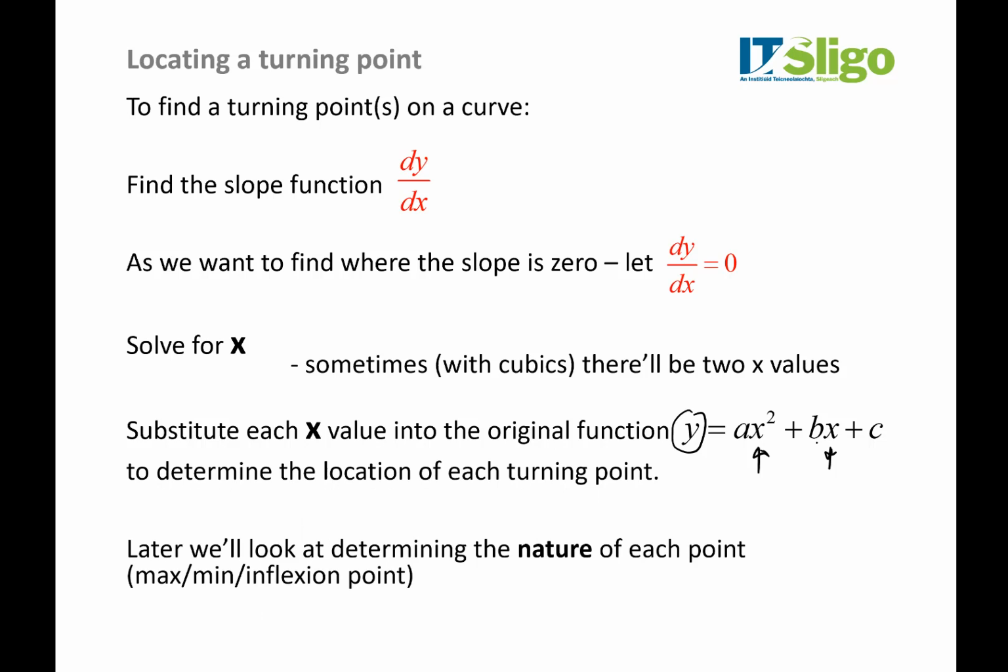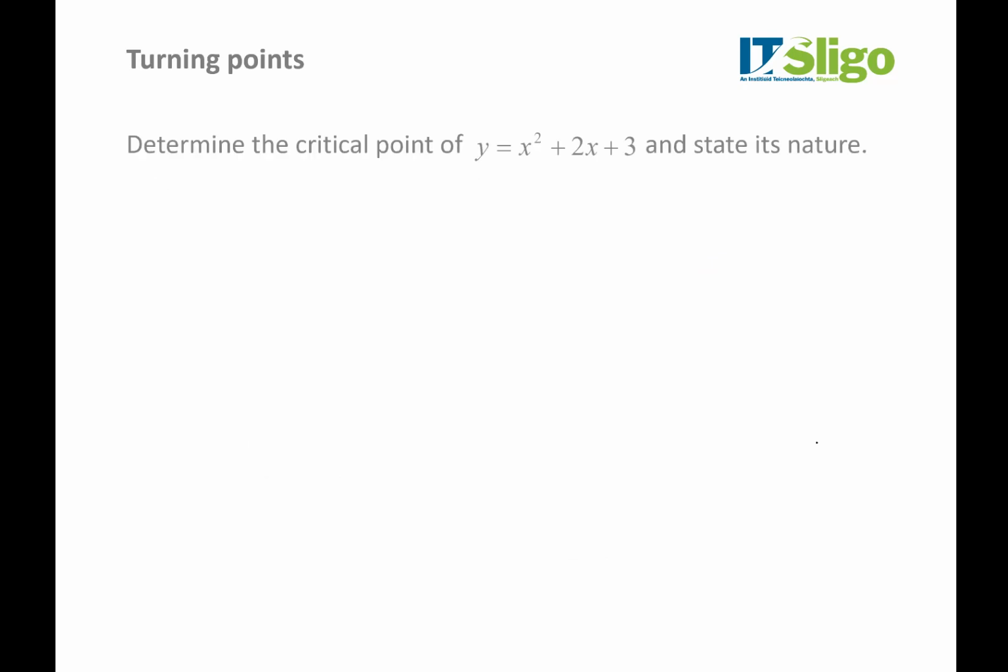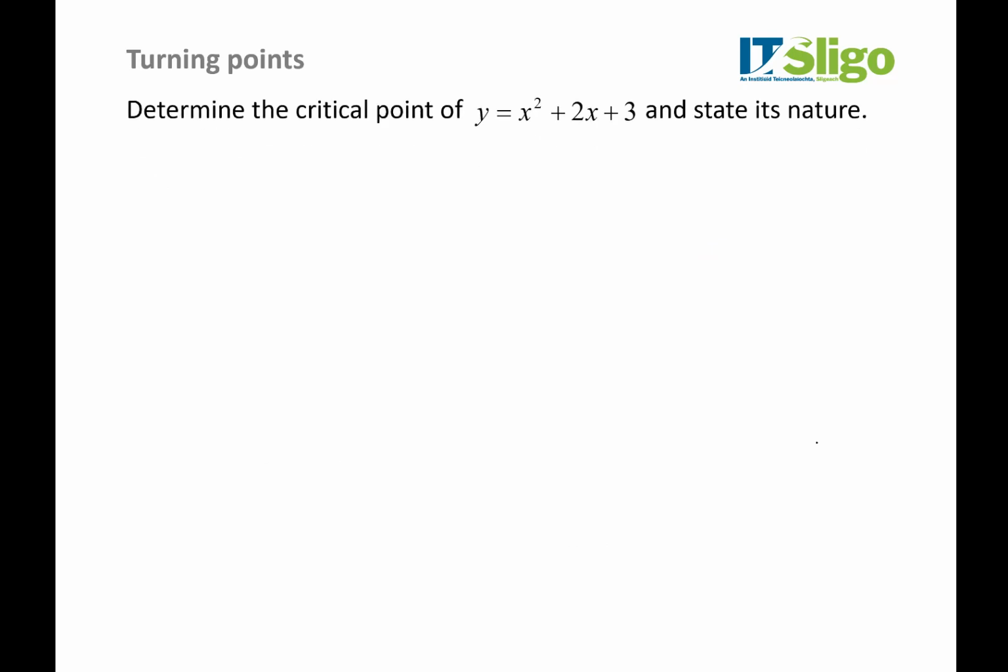So later on, we'll take a look at how we determine the nature of each point. But at the moment, we're just going to do it intuitively. But we need something a bit more mathematically solid than just intuition to do these properly. So we take a look. We've seen this example. Determine the critical point of y equals x squared plus 2x plus 3 and state its nature.